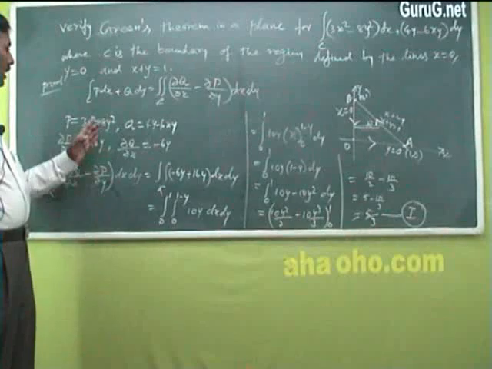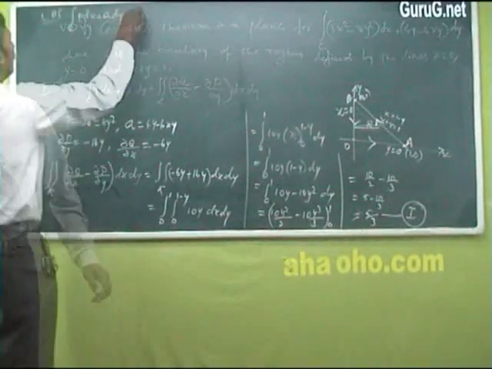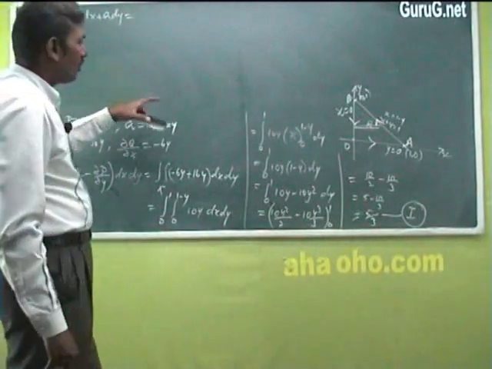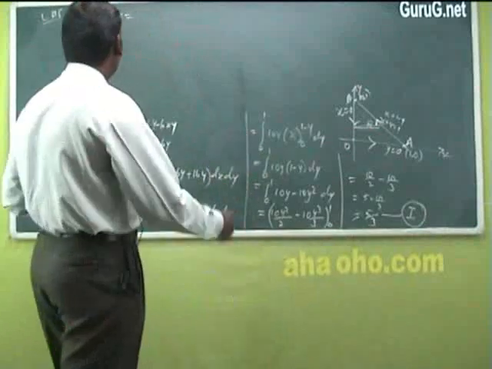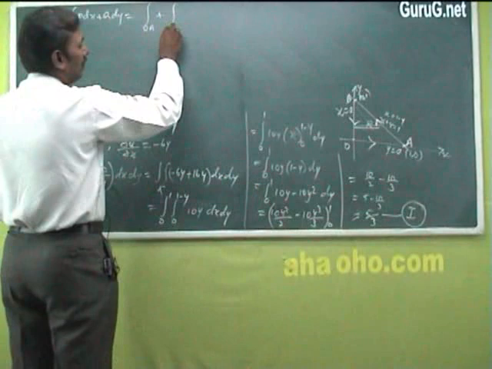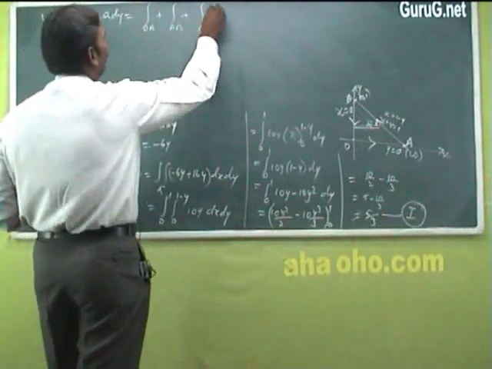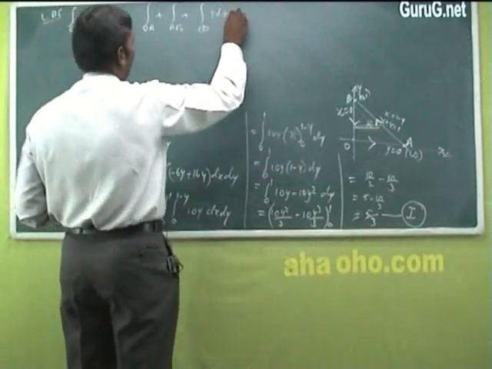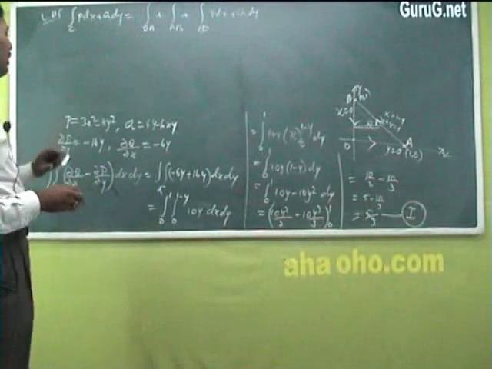So now we go for the left hand side, the integral over C of P dx plus Q dy. Here C is the boundary of the triangle, so OA, AB and BO, which equals the integral over OA plus the integral over AB plus the integral over BO of P dx plus Q dy. Okay, so first you take along OA.